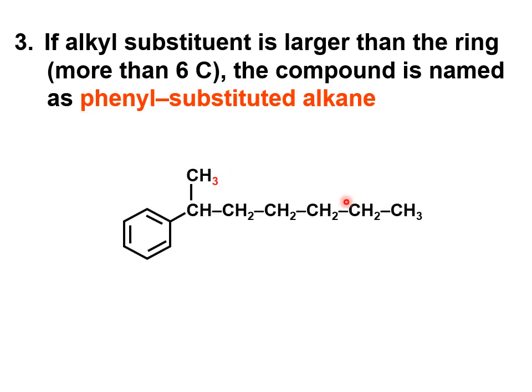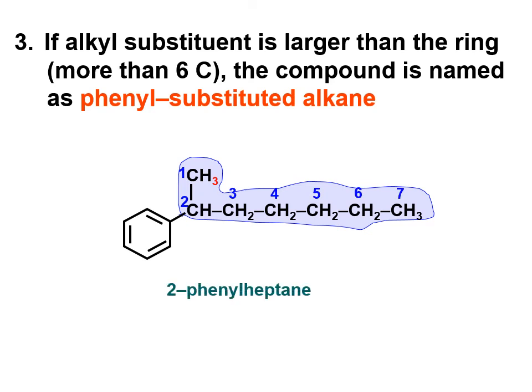So look at this example. I have a straight chain and my benzene ring. This straight chain is made of 1, 2, 3, 4, 5, 6, 7 carbons. So the 7-carbon straight chain has more carbons than the benzene ring. So here my benzene ring is going to be the substituent, and the parent will be given to the straight chain. So the parent is known as heptane, and my benzene ring is attached to the second carbon of the straight chain. So it will be 2-phenylheptane.